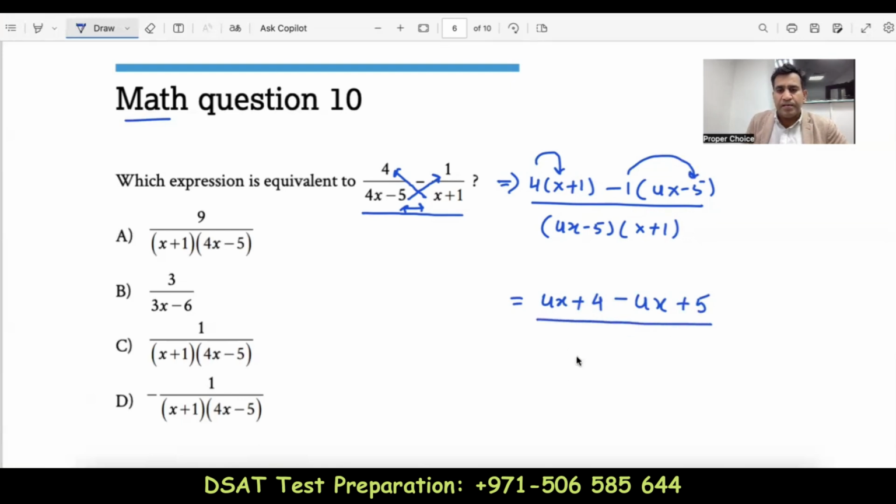Okay, so in that case, what is the denominator here? The same as it is, (4x minus 5) times (x plus 1). So positive 4x and negative 4x get cancelled out, and 4 plus 5, which is equal to 9, divided by (4x minus 5) times (x plus 1). So this is your answer. So I go with option A.